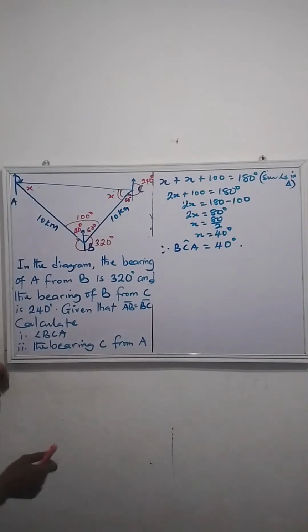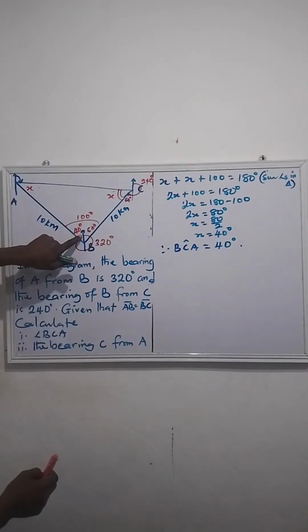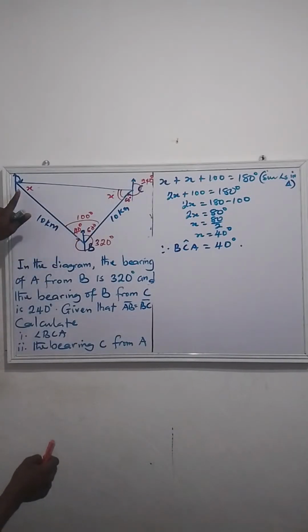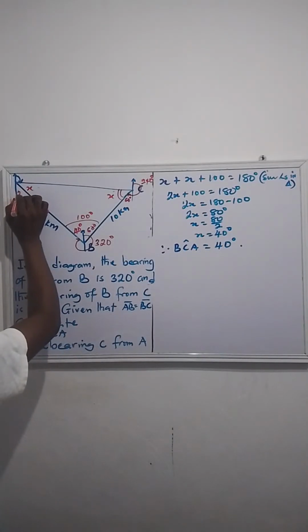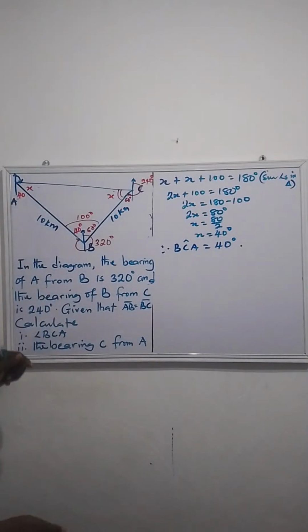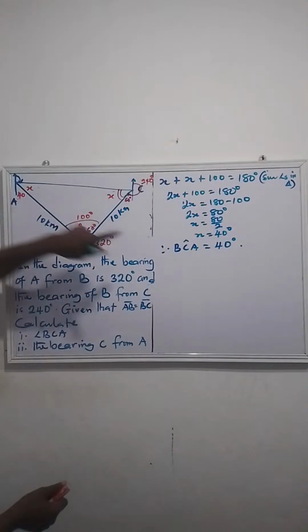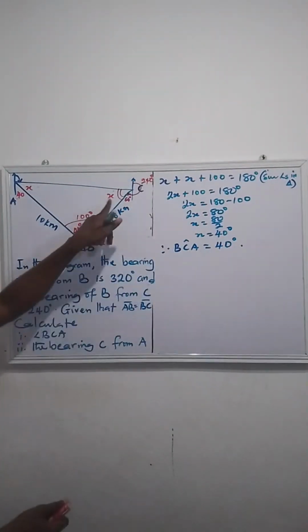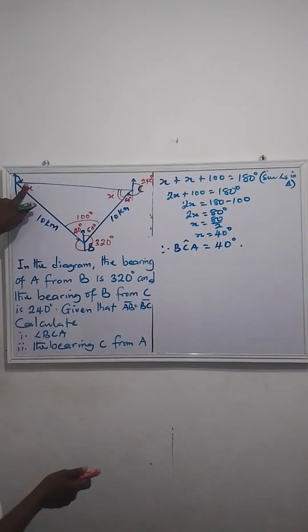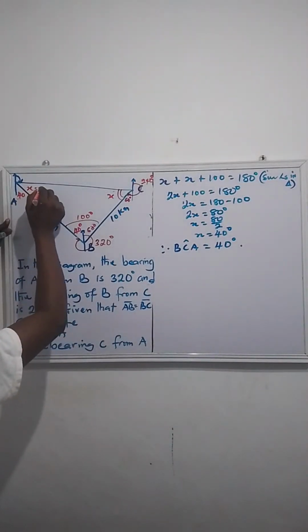Now, let's see. We already know the value here, and we also know the value here because this is 40 degrees. So if this one is 40 degrees, it means this place too is also going to be 40 degrees. The angle here is 40 as well, because these are equal. So we also have x to be 40 degrees.